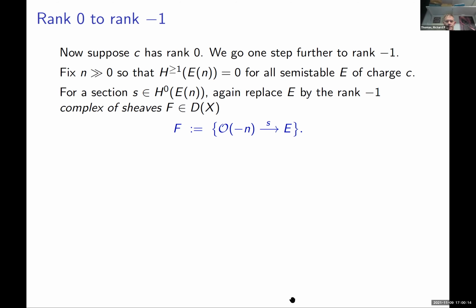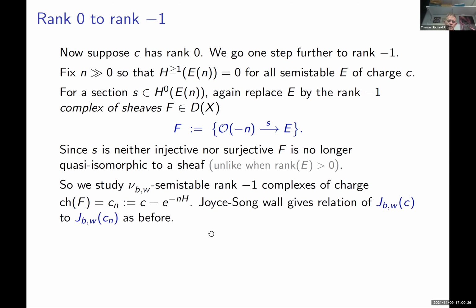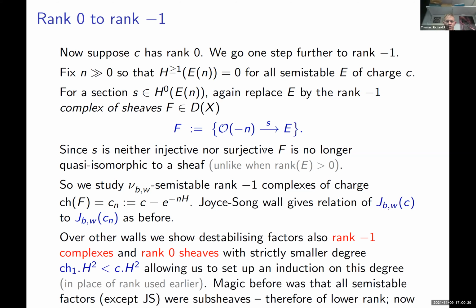So that's a rank -1 complex because it's got rank 1 in degree -1, and this rank 0 piece. And so we study stability of these rank -1 complexes, these two-term complexes. They live in Bayer-Macrì-Toda's abelian category, so we can do the same analysis as before. The Joyce-Song wall gives us a relation just like before, and just like before, all we have to do is control all the corrections, all the shrapnel that comes off as you go over these walls.